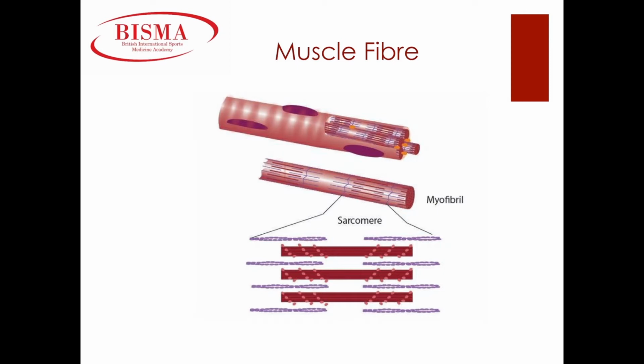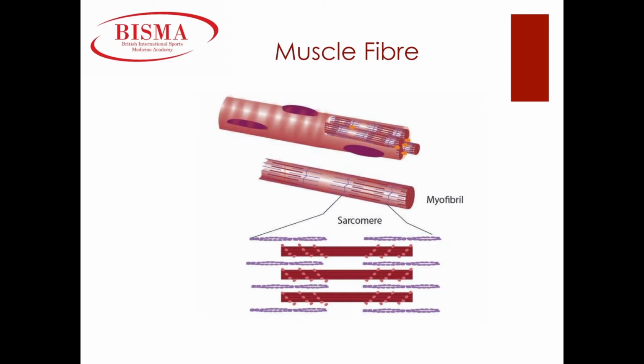Type 2 muscle fibers are split into two separate categories, so we have type 2A and type 2B. Type 2A can generate ATP both aerobically and anaerobically, so with or without the presence of oxygen. They are referred to also as fast oxidative glycolytic fibers, whilst type 2B fibers generate ATP anaerobically without oxygen, and they're called fast glycolytic fibers.